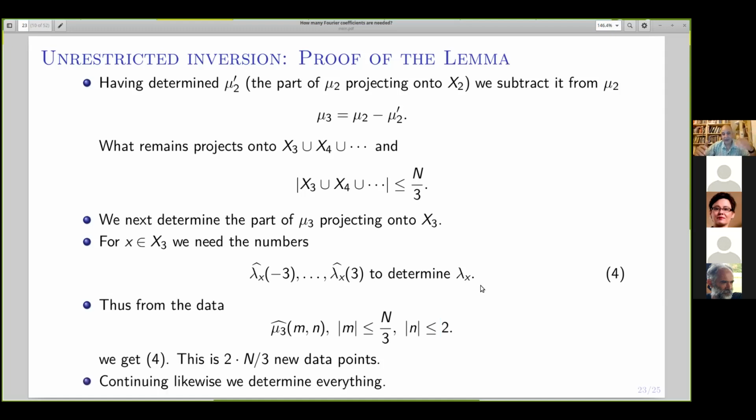So as we determine more and more complex parts of the measure, we need to look at a shorter and shorter set of Fourier coefficients. Why? Because the points with a lot of stuff over them are few. That's the essence. So you don't need to look at too much. So continuing in this way, we determine everything, and that finishes the problem.